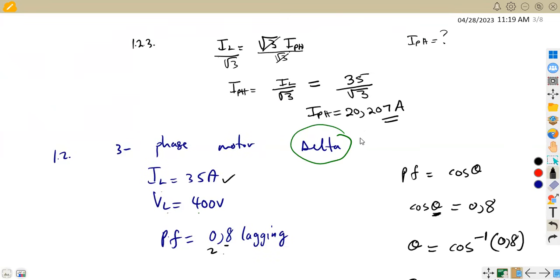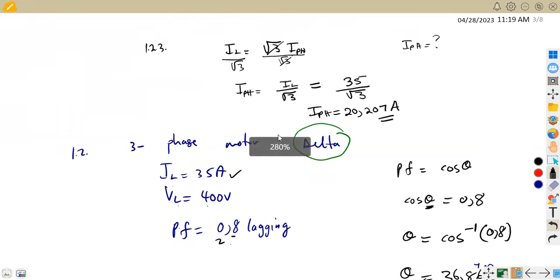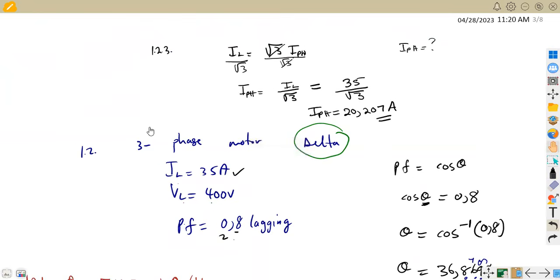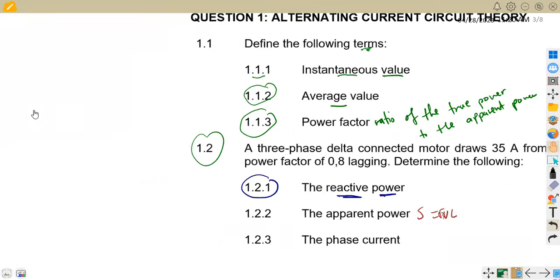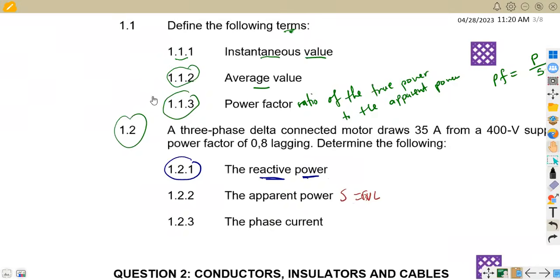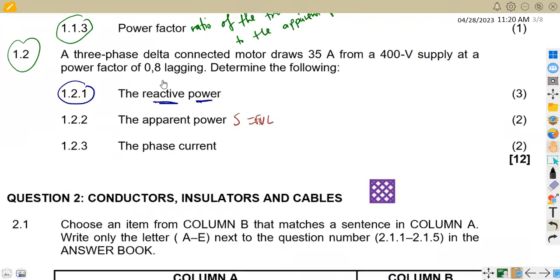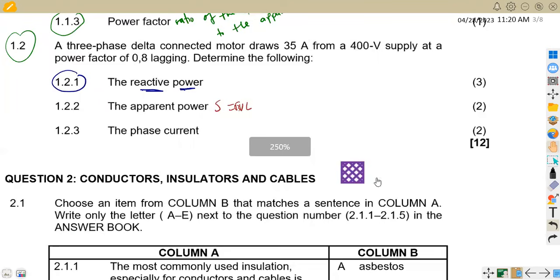Current is measured in amps, so be very careful in terms of the units. Remember, wrong units means that everything is wrong. They are not going to mark anything for wrong units, so the answer will be wrong. Okay, so that's what we had on this first part of question number 1, on alternating current circuit theory, having a total of 12 marks. All right, so that's a lot in exam.